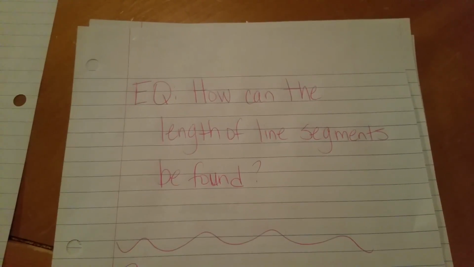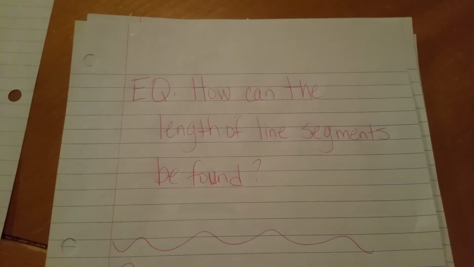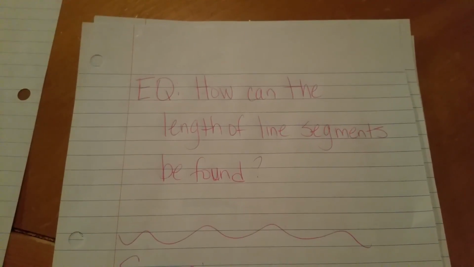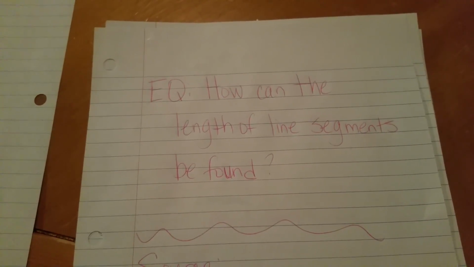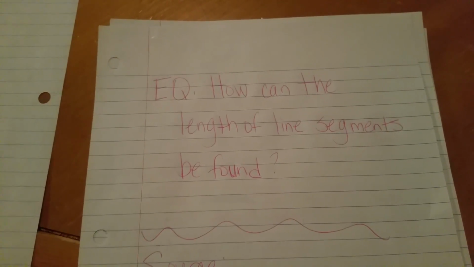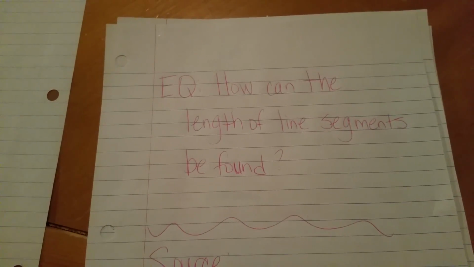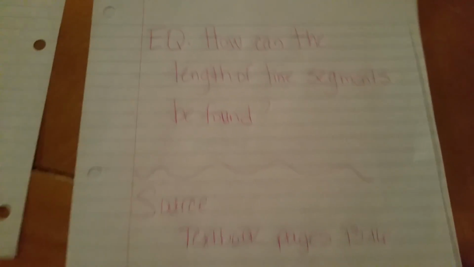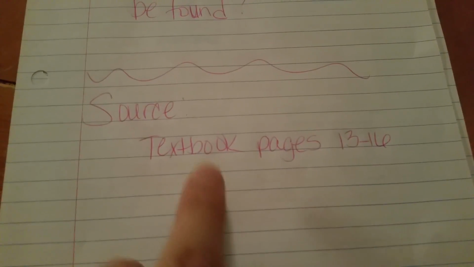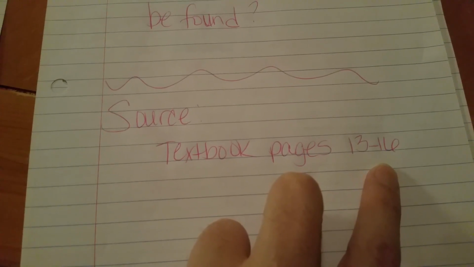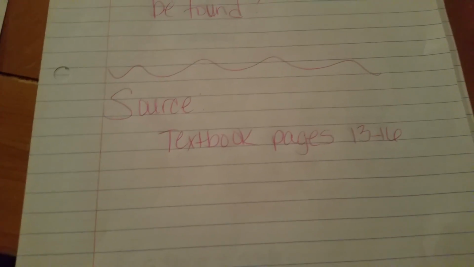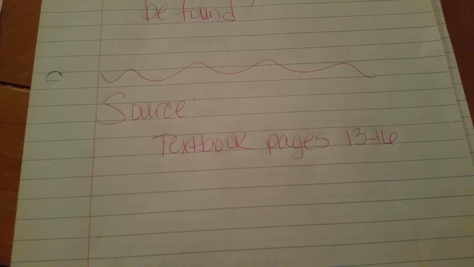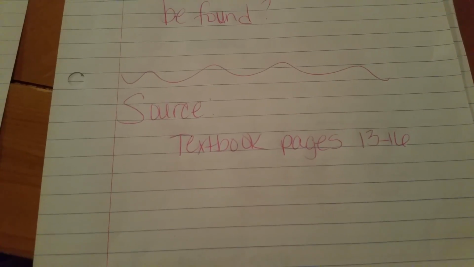Our essential question for this lesson is, how can the length of line segments be found? There's actually a couple of different ways. In the past, you measured the length of something, but we're going to look at some ways to mathematically calculate it, depending on what information you've been given about the line segment. You can always refer back to textbook pages 13 through 16 if you just want to go read the book. That's entirely up to you based on your preference.